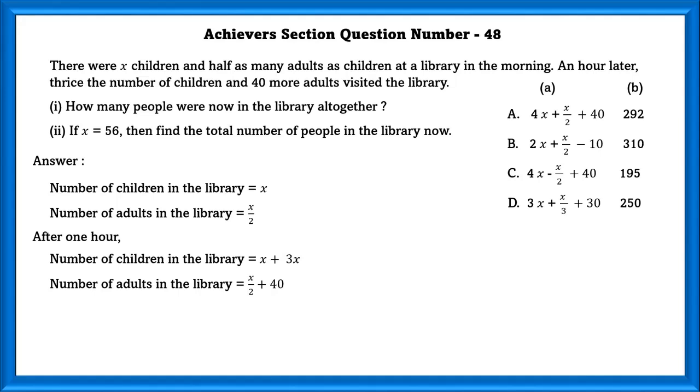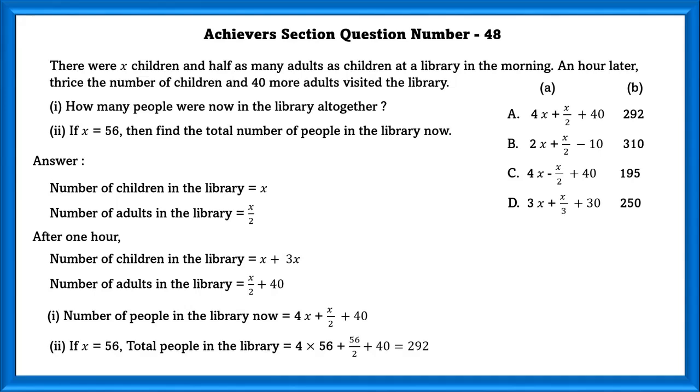Now, in the first question, how many people were now in the library altogether? The people in the library now is equal to, adding the number of children and number of adults in the library, we get 4x plus x by 2 plus 40. Second one, if x is equal to 56, then find the total number of people in the library now. Substituting the value of x in the equation, we can find the total people, that is 292.